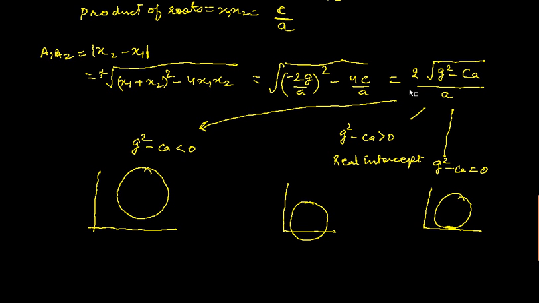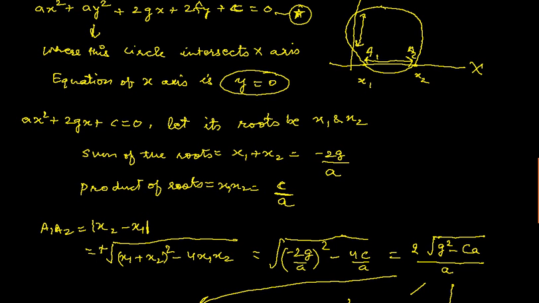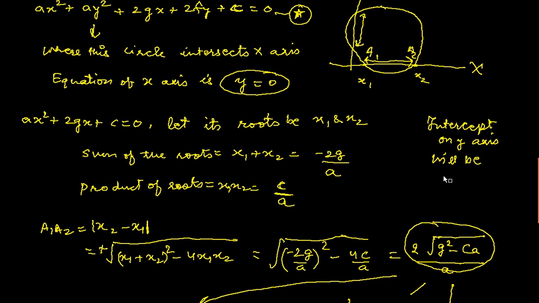Now this was the intercept on x-axis. Similarly, we can find the intercept on y-axis. For that, we have to take the intersection of star with x is equal to 0. So you will obtain, simply, instead of g square you'll have f square, and everything else will be same. This was the intercept on x-axis. Similarly, intercept on y-axis will be 2 times square root of f square minus ca upon a.